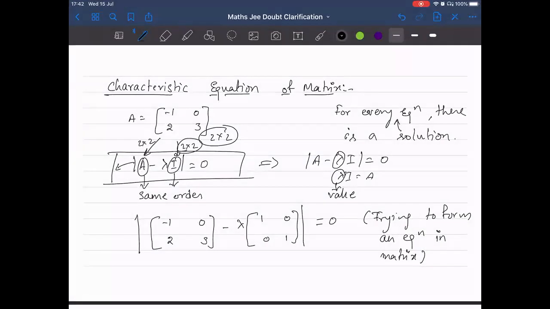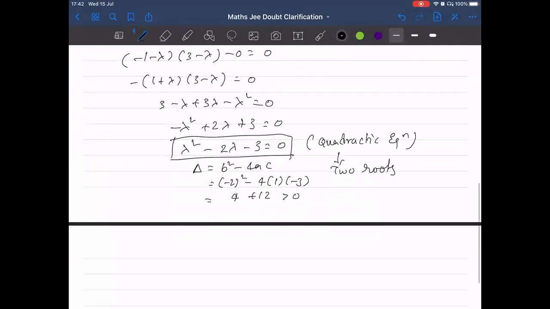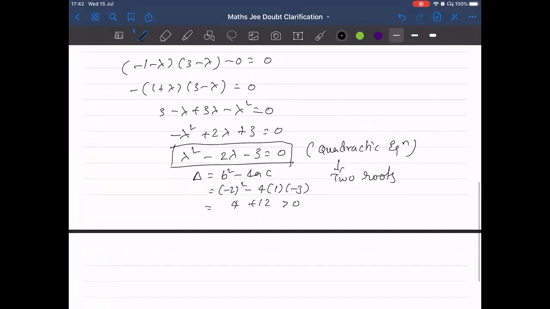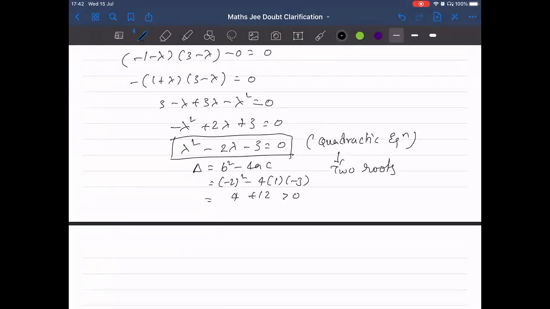See, we're discussing a very important concept in the matrix. Actually, it's very simple, but at the same time very important. Here the lambda value represents a matrix. So if you replace lambda with A here, we will get A square minus 2A minus 3 equals 0.